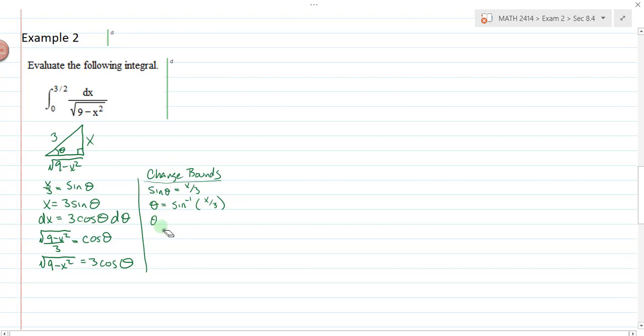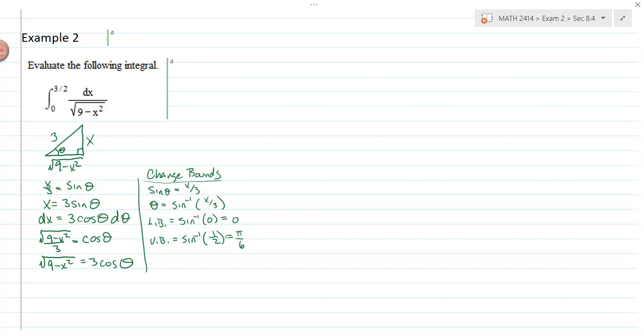So let's find our lower bound first. Our lower bound is going to be equal to sine inverse 0 over 3 is 0. And sine inverse of 0 is 0. To get our upper bound, that's going to be sine inverse 3/2 divided by 3 is 1/2. And for what angle is sine equal to 1/2? That would be pi over 6. By the way, this is where knowing that little cheat chart, that cheat sheet table that I gave you for trig functions comes in handy.